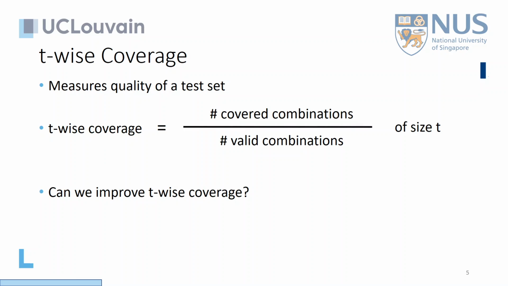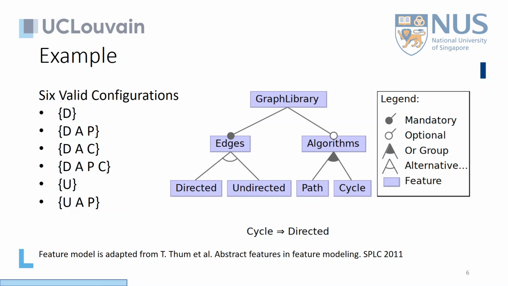To measure the quality of the test sets generated with uniform sampling, we use a metric called device coverage, which is the ratio between the number of feature combinations covered by the test set and the number of all valid combinations of size t. In our work, we would like to build a test set that has a better device coverage than one that could be generated with uniform sampling. To show the limitations of uniform sampling, we propose the following example.